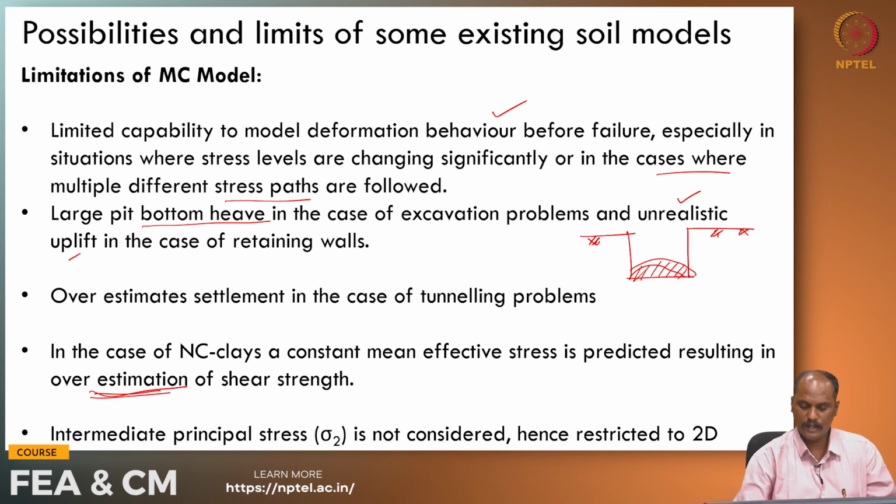So, it is again an important limitation to consider before modeling a soil with the Mohr-Coulomb criterion, especially soft clay. And when it comes to the intermediate principal stress sigma 2, this has not been considered directly in the formulation of the Mohr-Coulomb failure criterion, and hence usually we can restrict it to 2D type of simulations or axisymmetric type of simulations.